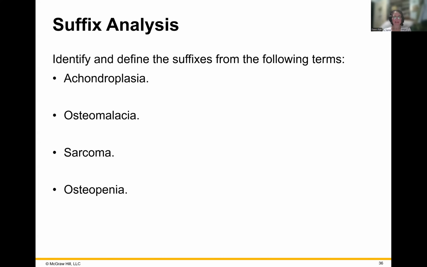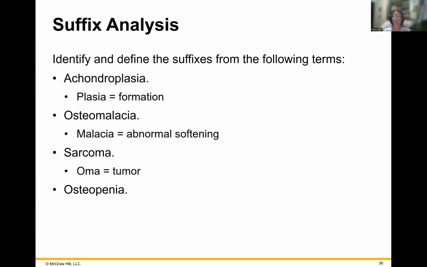All right, identify and define the suffixes from the term. So obviously we're just dealing with the suffixes. So we have plasia, malacia, oma, and penia.